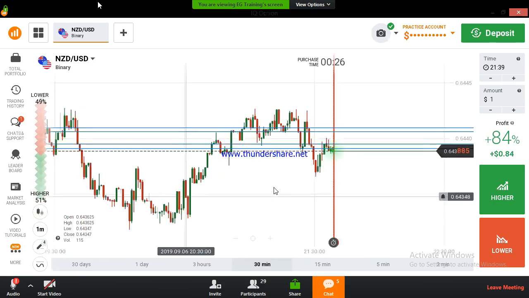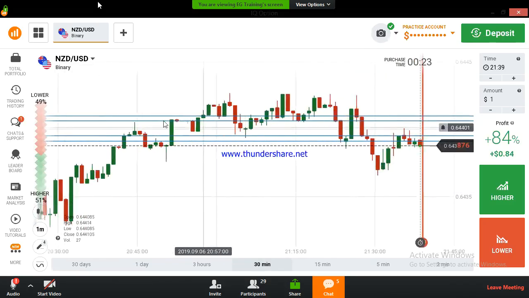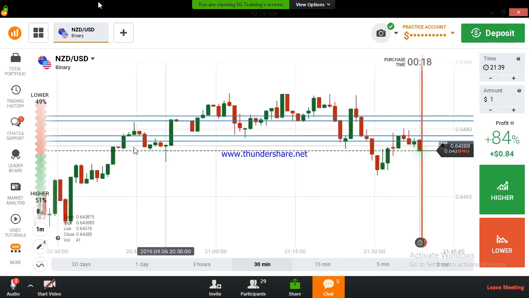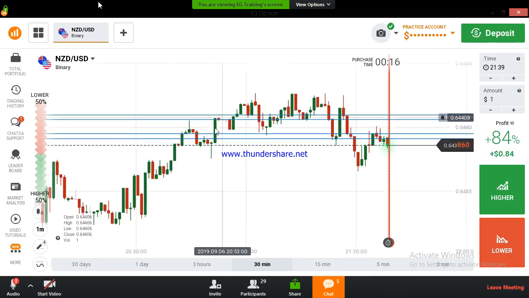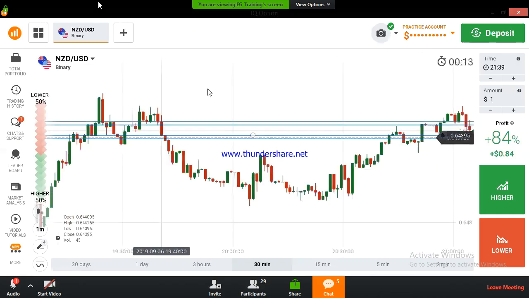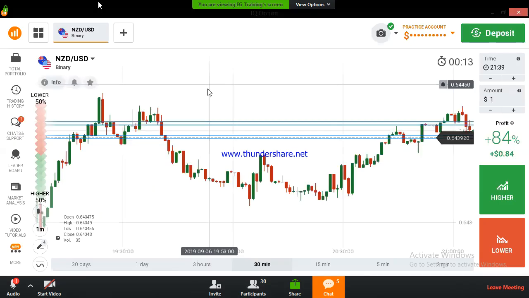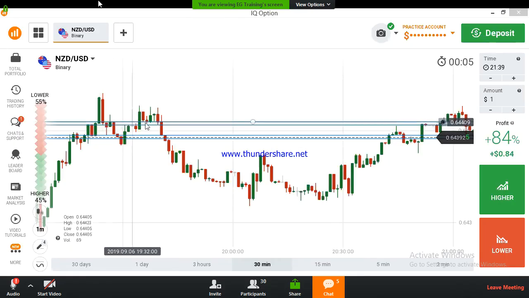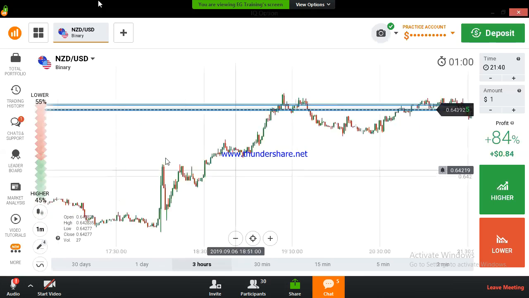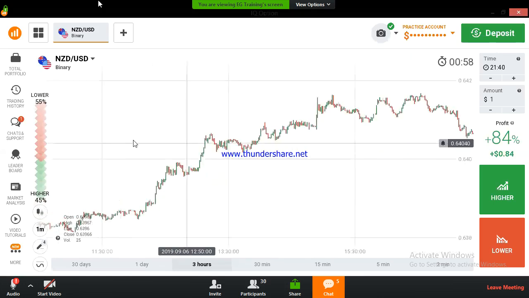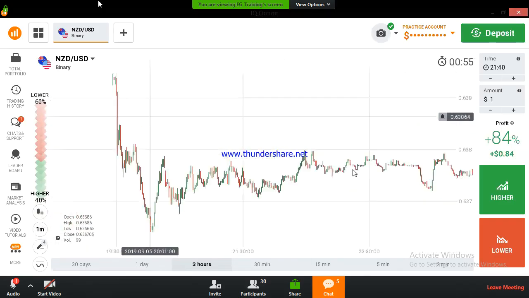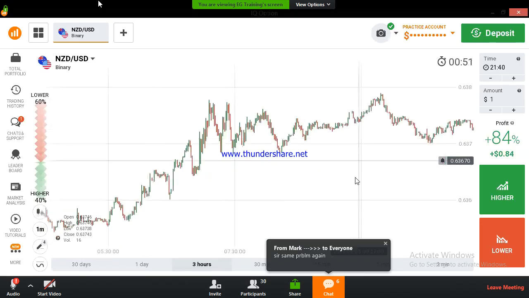how strong the level is. In these two levels, this level is a strong level because it reversed so many times, and here also it reversed sometimes, but not stronger than this level. And if you check this level here, it also worked so many times, and here it reversed but not so many times. We should check the past level. We'll check this level first.